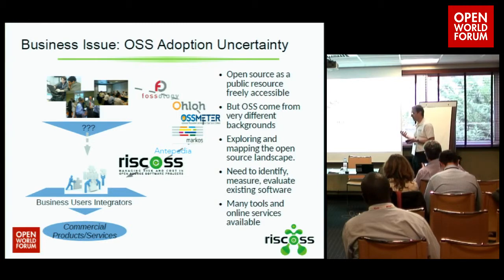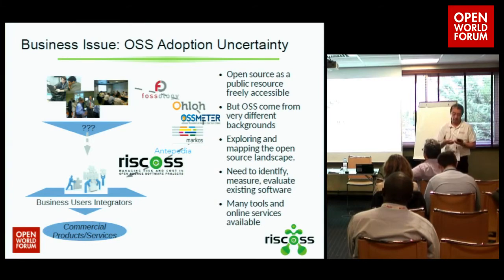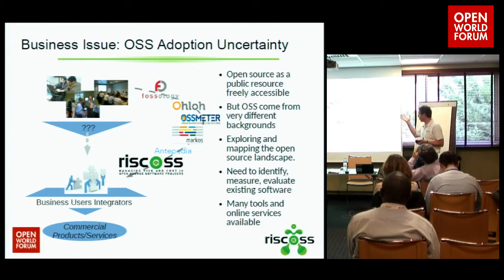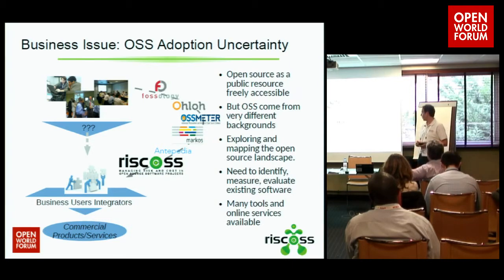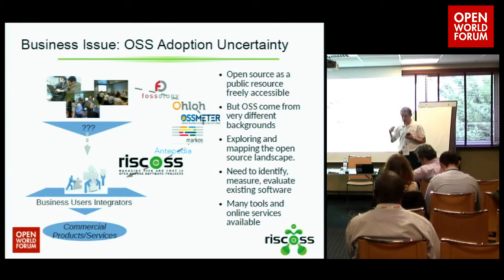So there are different tools to do that, to explore and map the open source landscape. I've just mentioned a few. One of the original ones was Fossology, which was identifying all the licenses available on all open source software available. Then we had OLO. Of course, we had the OSS meter project that was presented this afternoon. We also mentioned Marcos. There's Antipedia for code anteriority. And with RISCOSS, we are adding another layer on top of those projects that aim at delivering measurements. So with RISCOSS, we're trying to approach something in a different way.